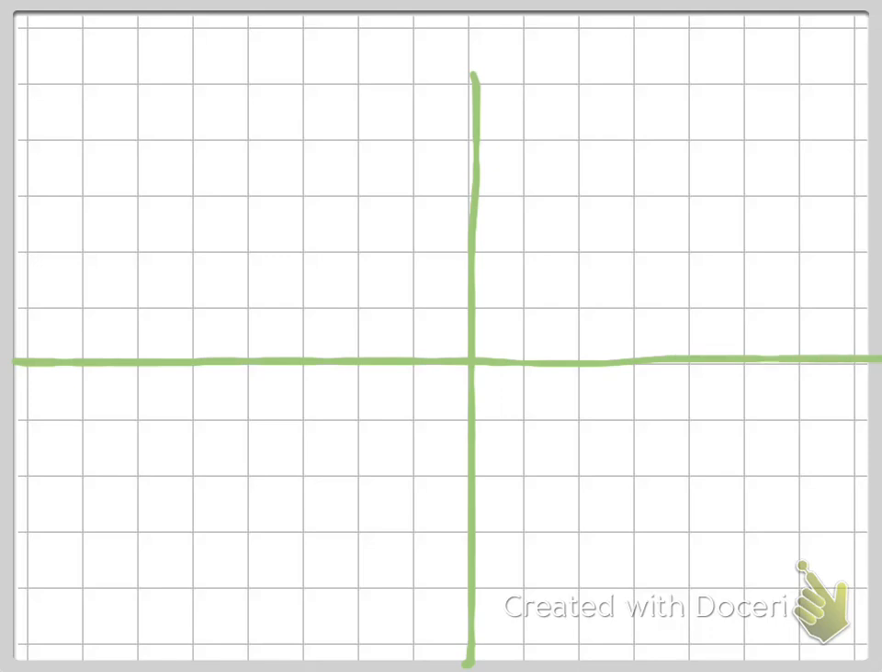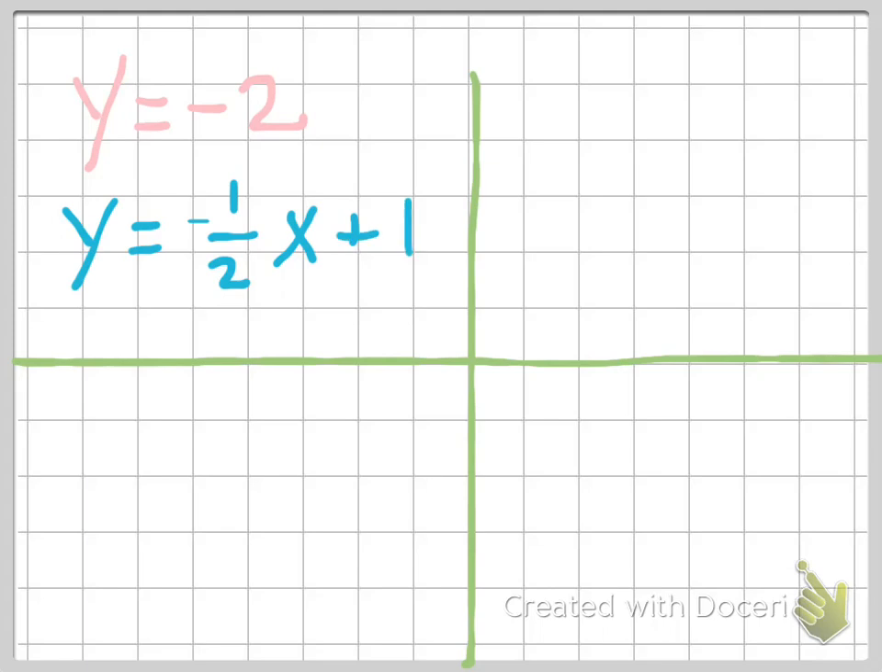Okay. Let me get my little lines on here. So if I have the equations y equals negative 2 and y equals negative 1/2 x plus 1. In these two equations, there are a couple things that I want you to pay attention to. In the pink equation, y equals negative 2, there's no slope. All it has is a y-intercept, which is negative 2, so I'm going to go ahead and plot that.